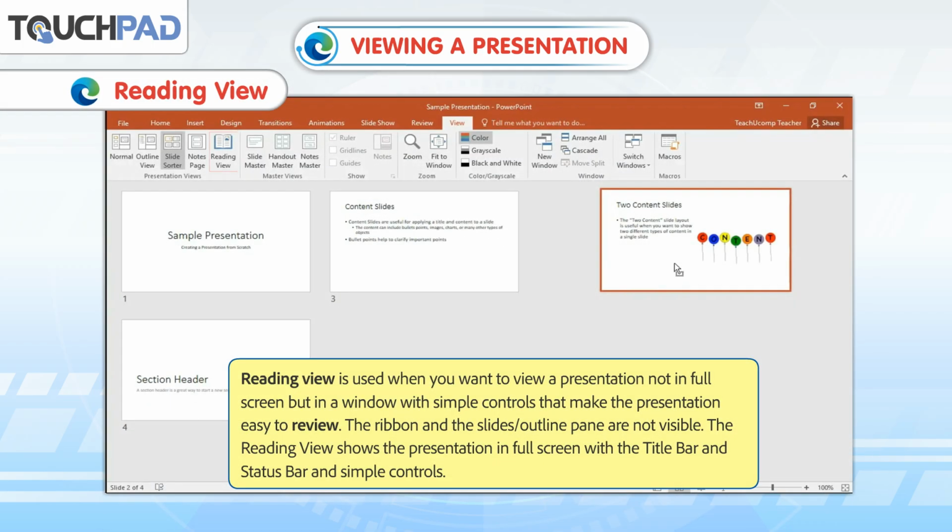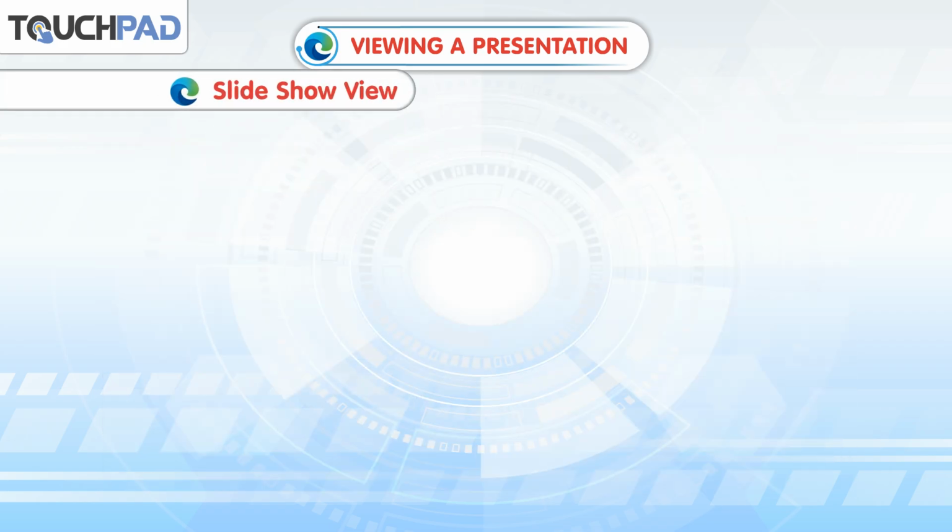Reading view. Reading view is used when you want to view a presentation not in full screen but in a window with simple controls that make the presentation easy to review. The ribbon and the slides or outline pane are not visible. The reading view shows the presentation in full screen with the title bar and status bar and simple controls.